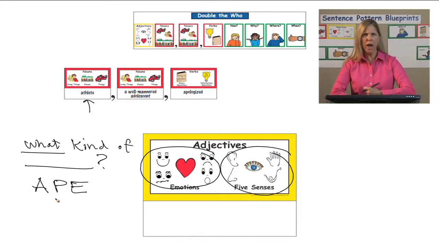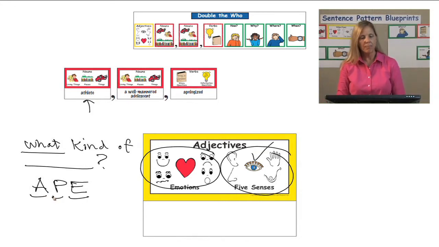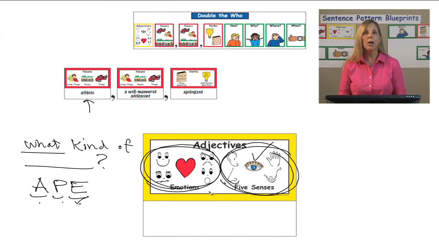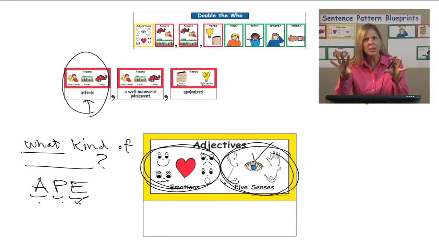Let's APE our noun. A is for appearance. Oh, that's five senses. P is personality. That's a personality trait. E is emotion. Personality or emotions would be our other side of the card. Let's go back to our scene.